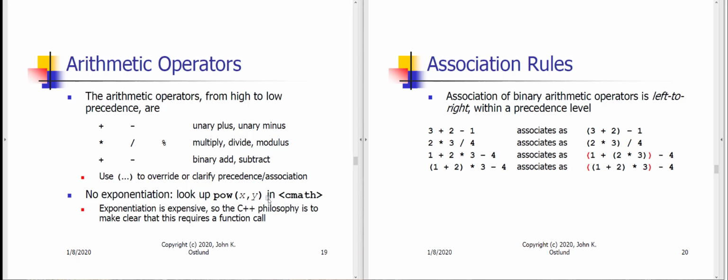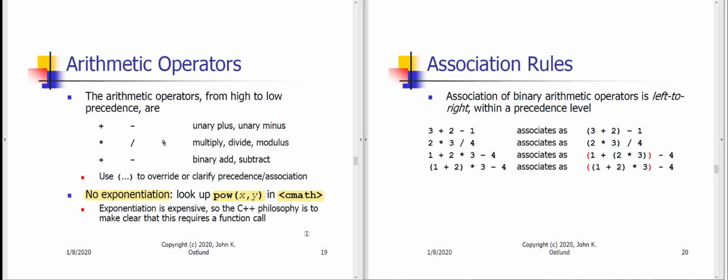Okay, so now that we know about the fundamental data types, we're ready to take a look at the arithmetic operators in C++. These are somewhat simpler than they are in Python. We do have both unary and binary plus and minus. We don't have any exponentiation operator. Instead, what we have is a pow function that computes x to the y. To use pow, you need to include this header, cmath.